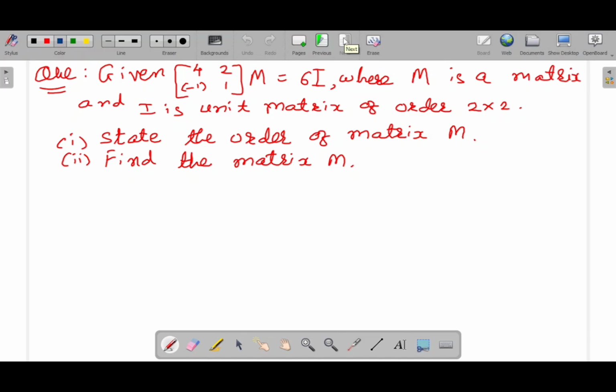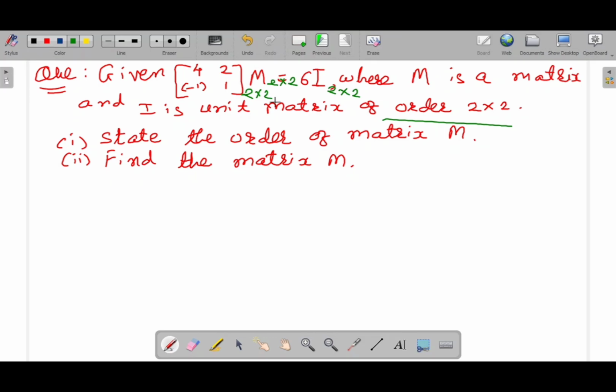Let's discuss one last sum. Here also the unknown matrix is in the multiplication of the given matrix. So you can understand again, the matrix is of 2 by 2. The resultant matrix I is also of order 2 by 2. It is mentioned here. So obviously matrix M will also be of 2 by 2.